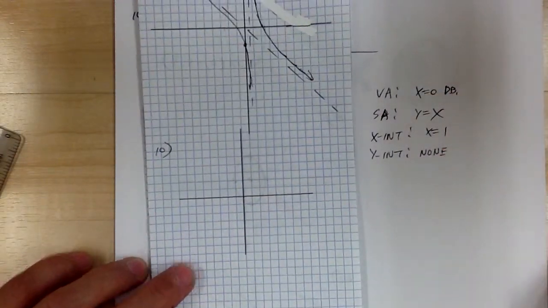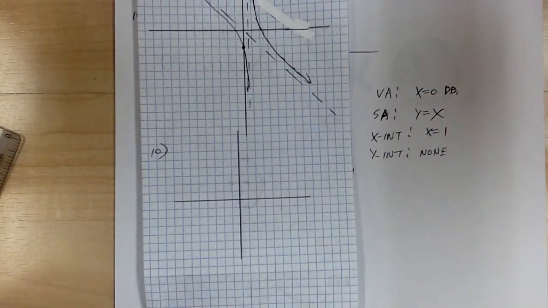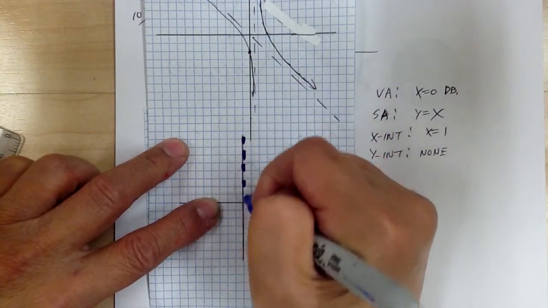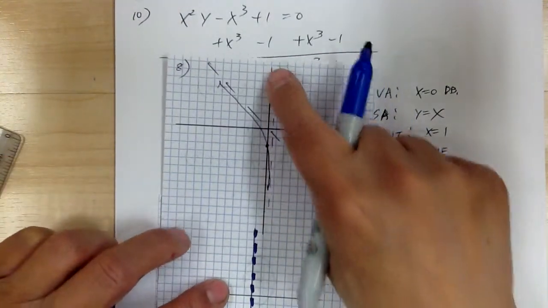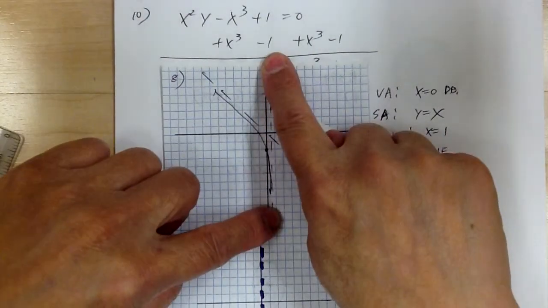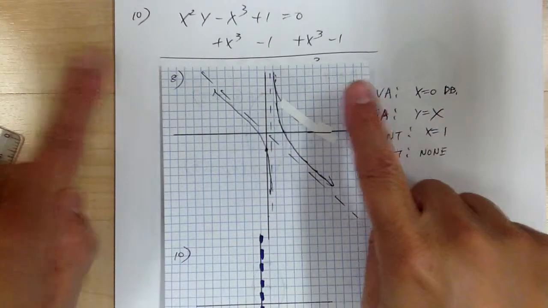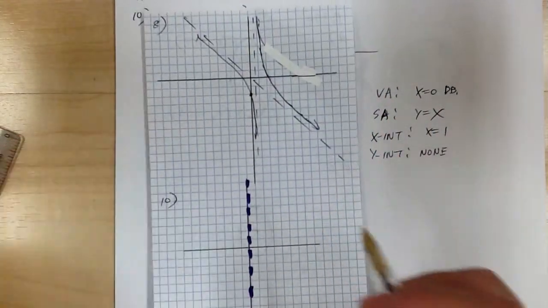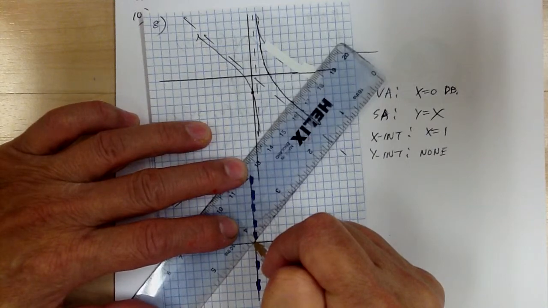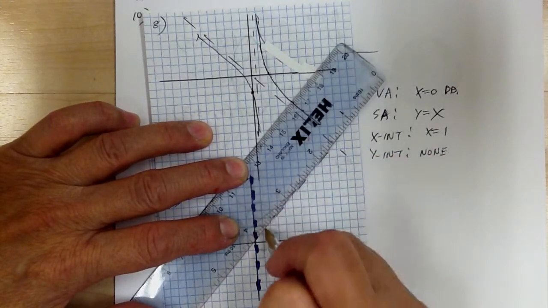Okay, vertical asymptote is double. Now, if it's a single asymptote, vertical, they will go opposite direction. If it's double, they will go in the same direction. And this one, y equal to x, so this is a slant asymptote.